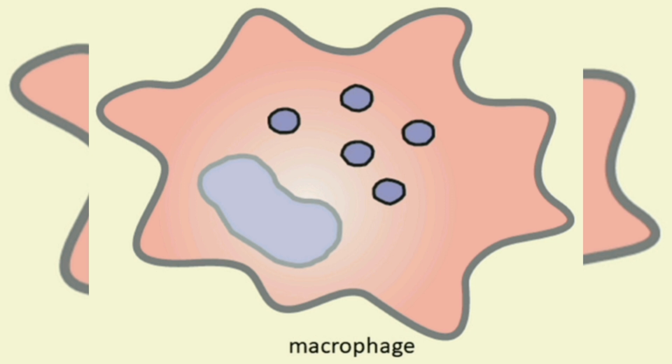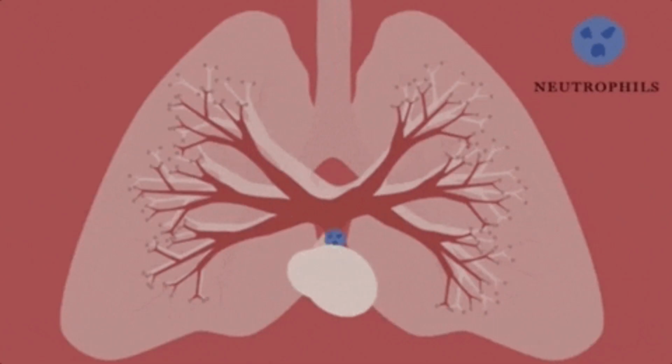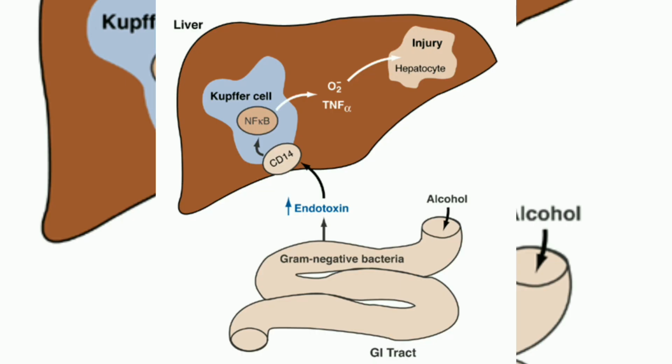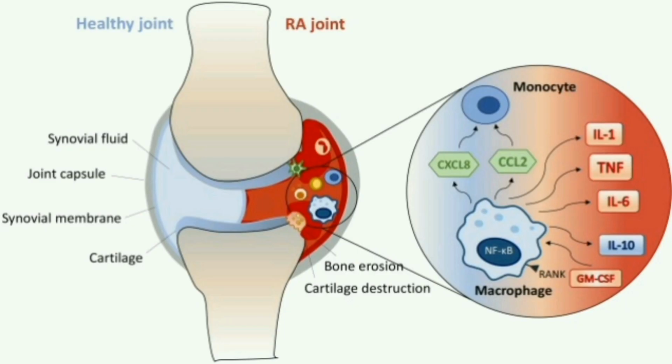Examples of macrophages, we have what we call alveolar macrophages that keep on protecting and circulating in the lungs. Then we also have what we call Kupffer cells in the liver. We also have Langerhans macrophages in the skin. We also have synovial macrophages in the joints, and very many macrophages as we may see.